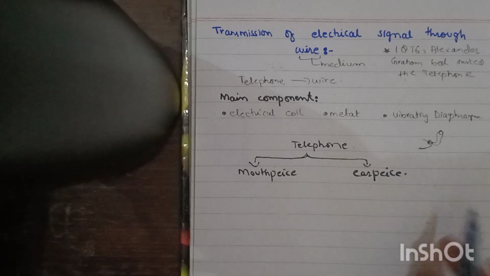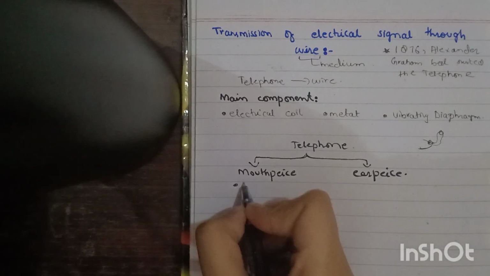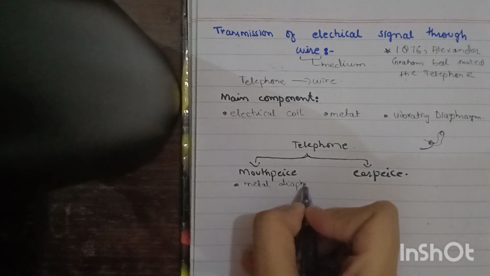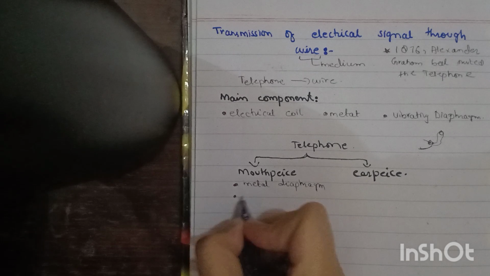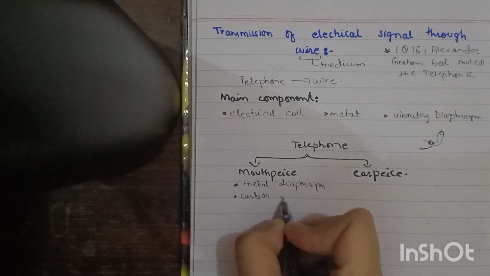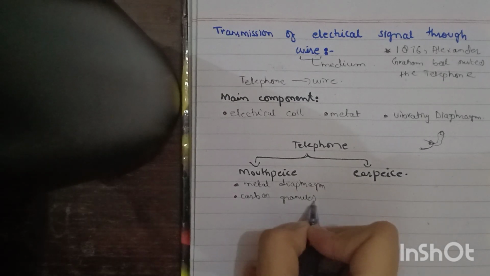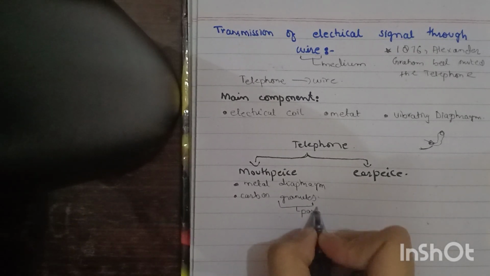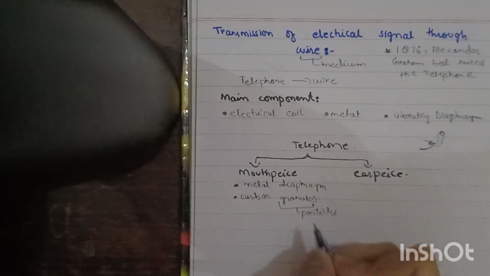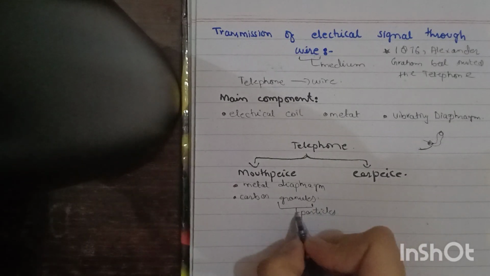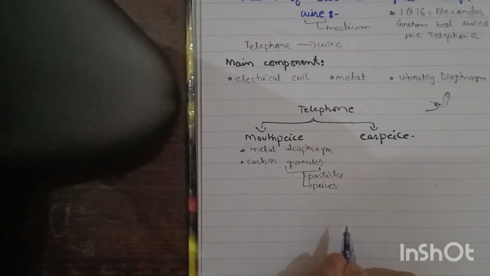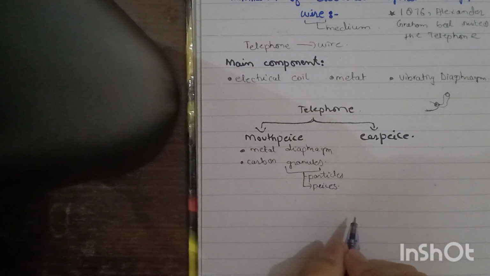The mouthpiece is composed of a metal diaphragm or vibrating diaphragm, and carbon granules. What are carbon granules? Granules basically mean small particles, or small pieces of something. Here we are talking about carbon, so these are basically small pieces of carbon.